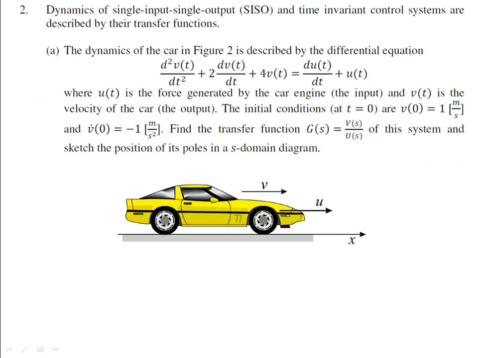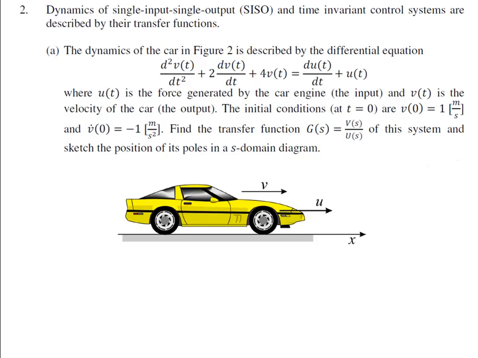The question says that the initial conditions are given, v(0) is 1 and v dot(0) is minus 1. We are looking for the transfer function G(s) equal to V(s) over U(s), and we also need to sketch the position of its poles in the s domain. Again, we need to solve this differential equation.